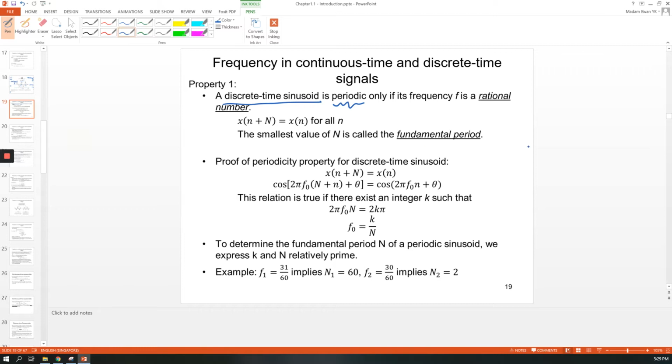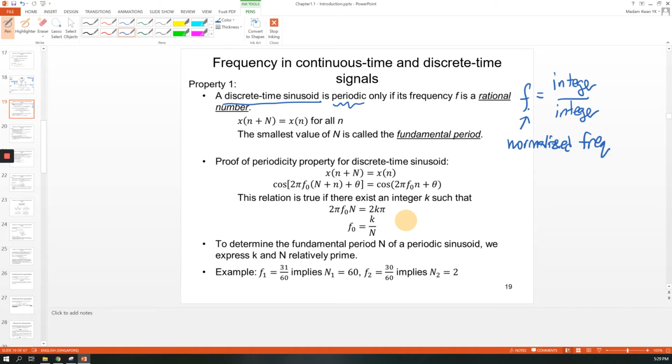Okay, rational number means an integer divided by another integer in its simplest form. If you find that the frequency is an integer over an integer, this small capital F is called the normalized frequency, which belongs to the discrete time signal. Do not confuse this with analog frequency. This is the frequency meant for discrete time signals.